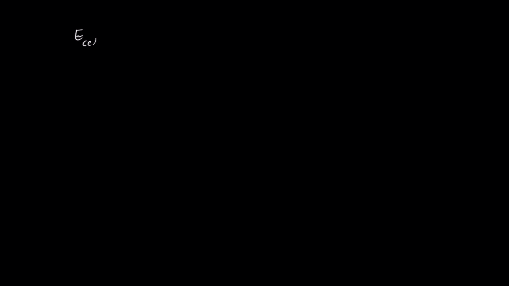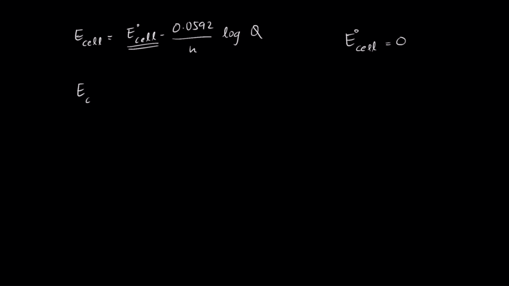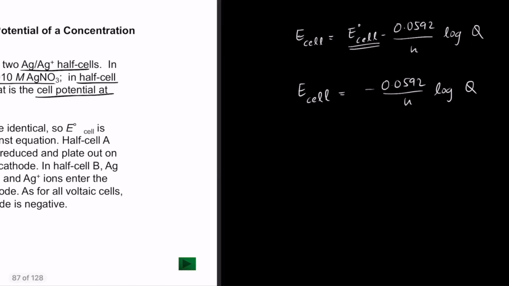We know that the cell potential is given as the standard cell potential minus 0.0592 over n log Q. Because it's the same reaction, the standard cell potential becomes 0, because both of them will have the same half cell potential. So therefore the standard cell potential is 0, and the actual cell potential becomes negative 0.0592 over n log Q. So let's take the reaction right here.